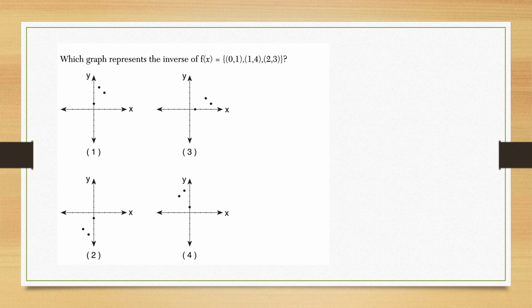Okay, so inverse functions, you always switch the x and the y. You don't need to solve because you're not given an equation. So if I switch the x and y, I get (1, 0), (4, 1), and (3, 2). Then I look for which graph has the points (1, 0), (4, 1), and (3, 2) plotted. That would be the third graph.